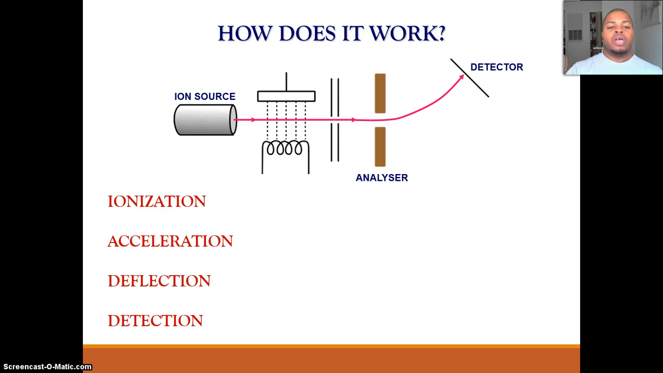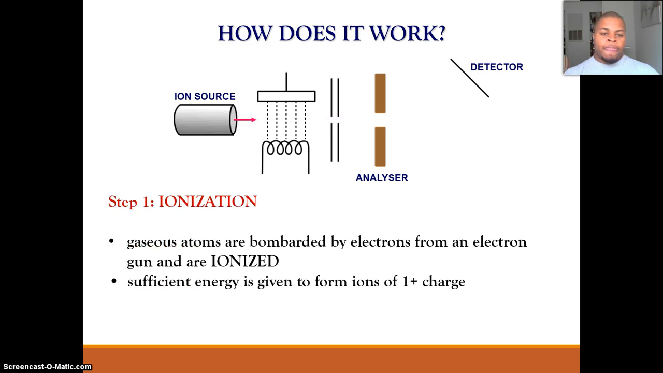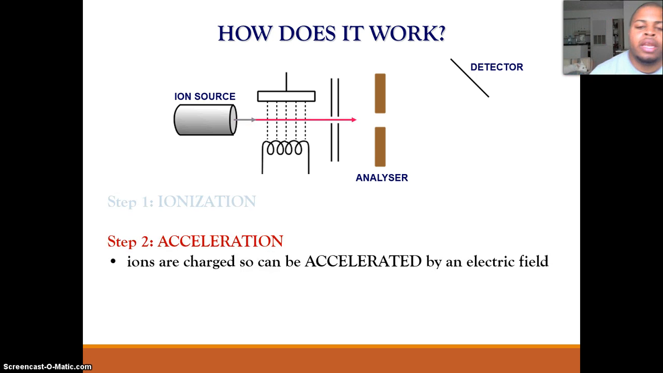Now, how does it work? It's going to go through 4 steps of this process. We've got ionization, acceleration, deflection, and detection. Now, ionization: first, gaseous atoms are bombarded by electrons from an electron gun, or they are ionized. This is enough energy to give them a +1 charge. Sometimes you'll find that it'll be a little bit more, but most times it'll give at least a +1 charge to work with.